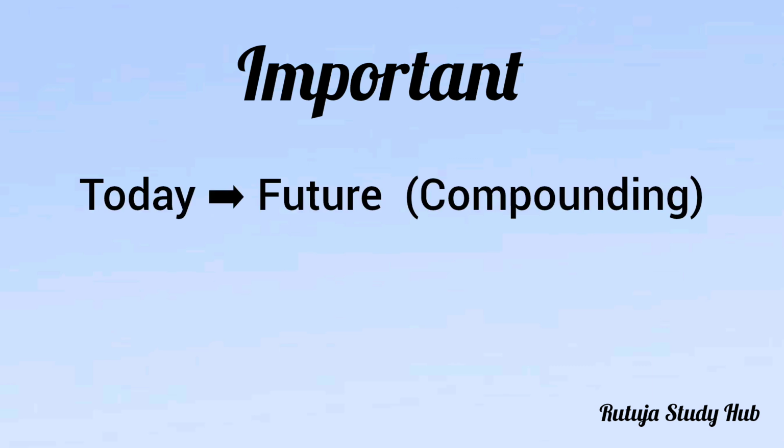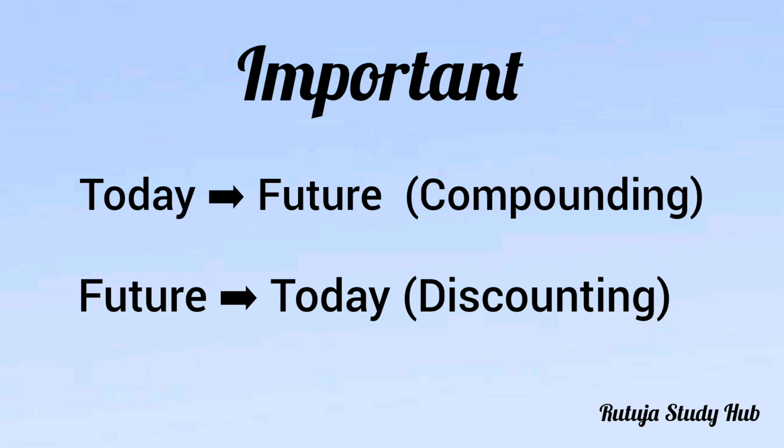Notice something important. In the first example, we moved today to future. It's compounding. In the second example, we moved future to today. It's discounting. This is the core of time value of money. If you understand how to read the question first, numericals automatically become easy.